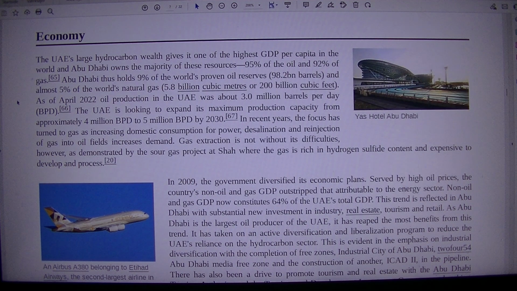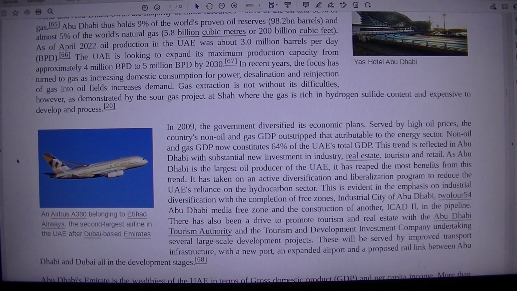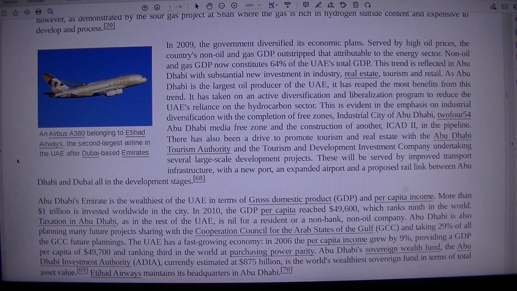As of April 2022, oil production in the UAE was about 3.0 million barrels per day, BPD. The UAE is looking to expand its maximum production capacity from approximately 4 million BPD to 5 million BPD by 2030. In recent years, the focus has turned to gas as increasing domestic consumption for power, desalination and re-injection of gas into oil fields increases demand. Gas extraction is not without its difficulties, however, as demonstrated by the sour gas project at Shah, where the gas is rich in hydrogen sulfide content and expensive to develop and process.